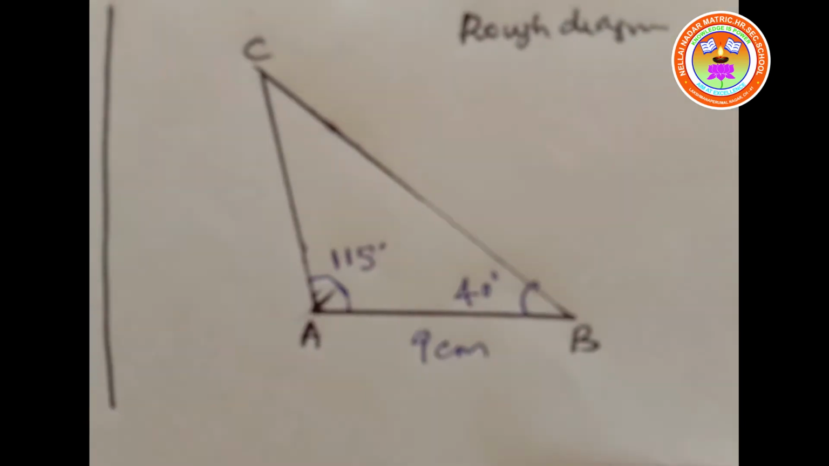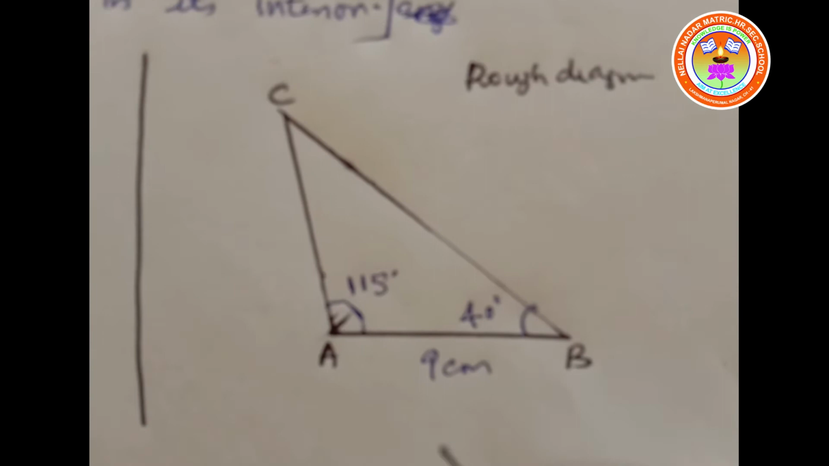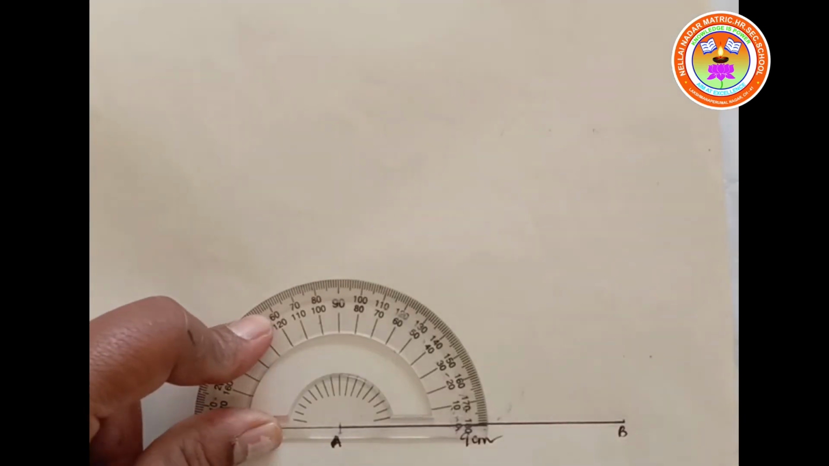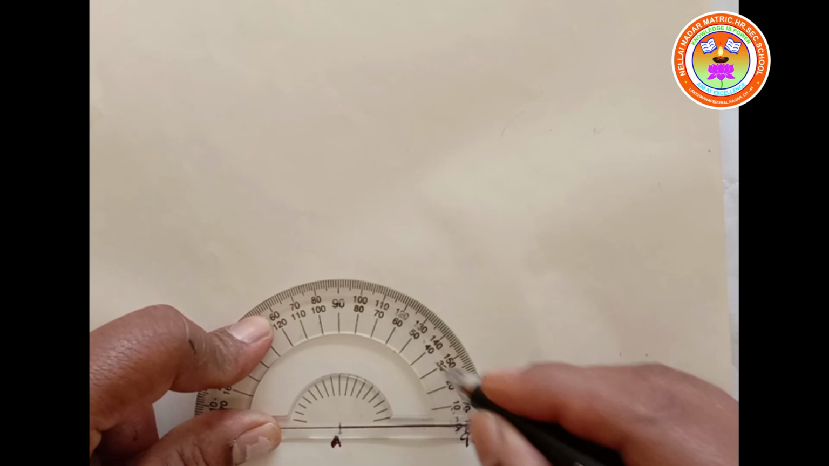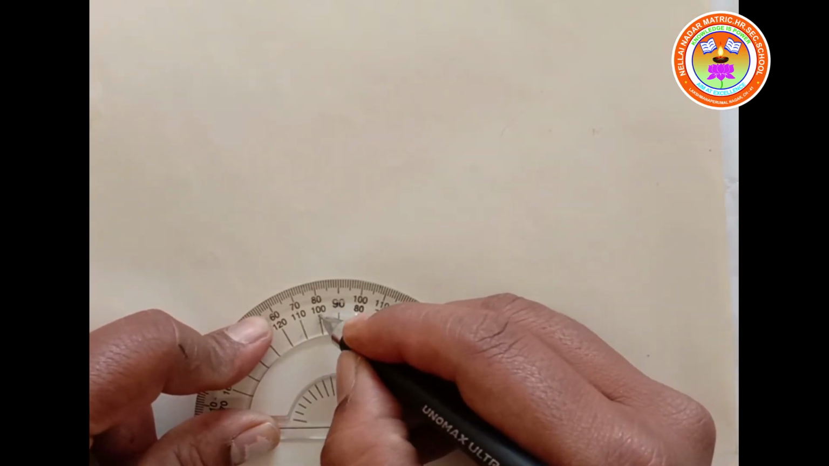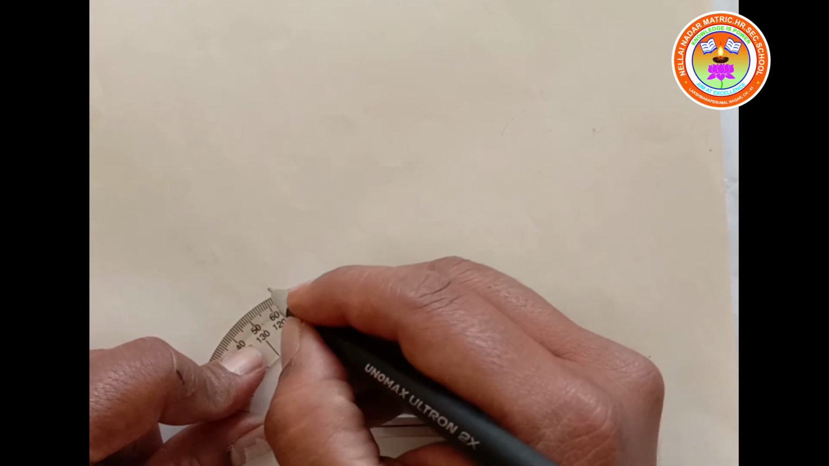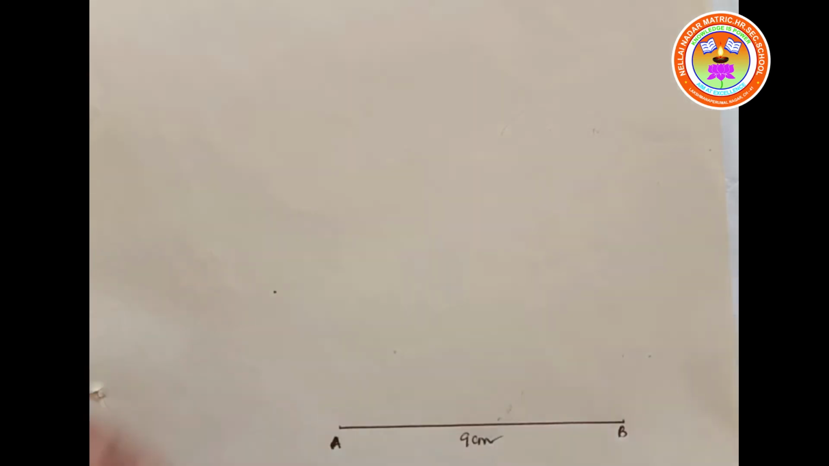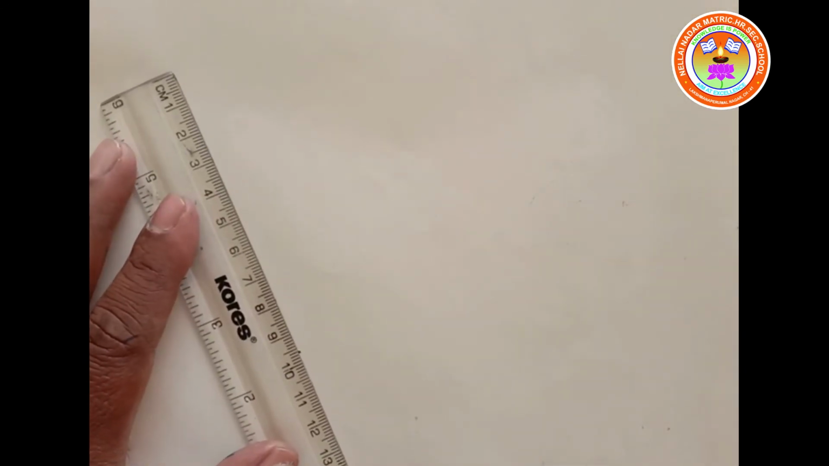Now you have to take a protractor and measure angle BAC. Given CAB equal to 115 degree. Now you are going to measure 115 degree. 100, 110, 115. Extend the line.